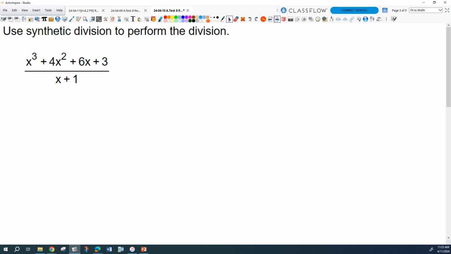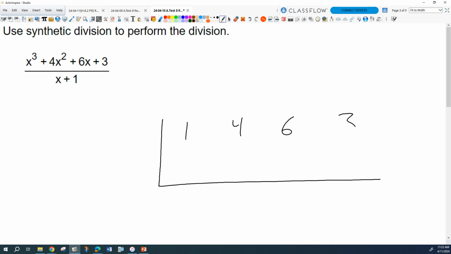Yes, sir. I can, because the bottom looks like x plus a number or x minus a number. It's x plus a number this time. So we would set this one up with our synthetic bracket. When I make my bracket, how many horizontal rows do I need room for inside my bracket? 2. Okay, what does the first row consist of? Coefficients. So what are my coefficients in order? 1, 4, 6, 3. Okay, 3 is my constant, so I put my remainder box under my bracket there.